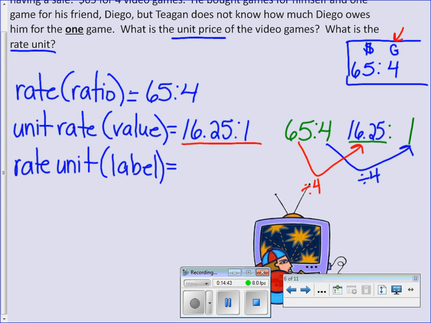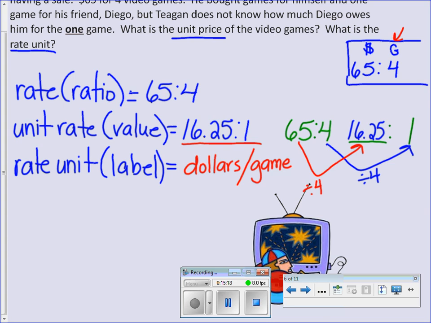What does that mean? 16.25 what? Dollars. Dollars what? Per game. So Diego owes him $16.25 for one game. Okay, so those are your three answers.